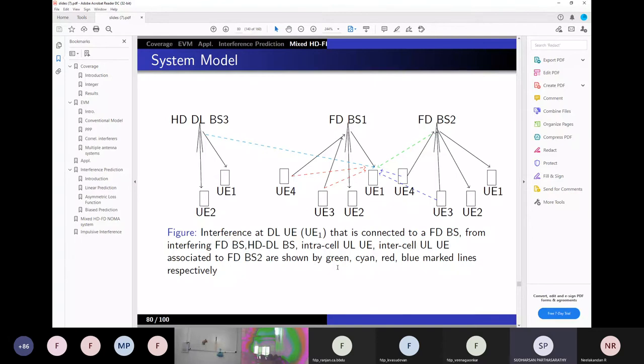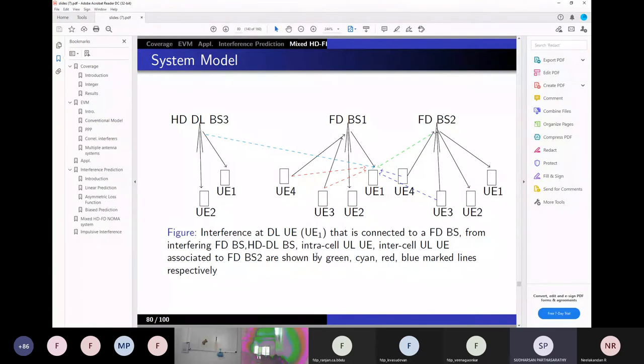Now let's see what all the interference is that UE1 has to face. UE1 has to face interference from the uplink UEs from its own cell, which is UE3 and UE4, marked in red color. It has to face downlink interference from a neighboring full duplex base station BS2, and downlink interference from the neighboring half duplex base station BS3. It also has to face intercell uplink UE interference. So you have UE3 and UE4, which are connected to full duplex base station BS2 in the same resource. They will also be transmitting. So UE1 has to face intercell downlink interference, intercell uplink interference, and intracell uplink interference.